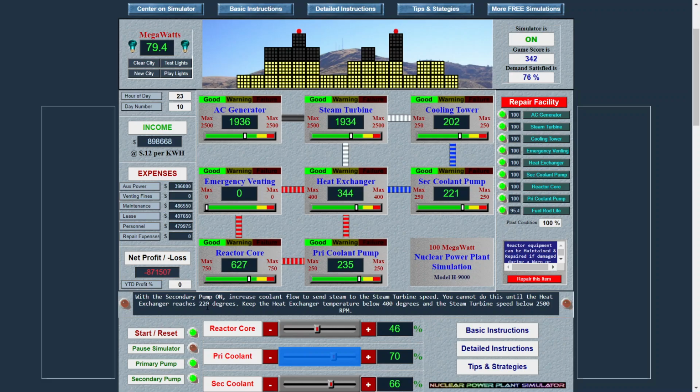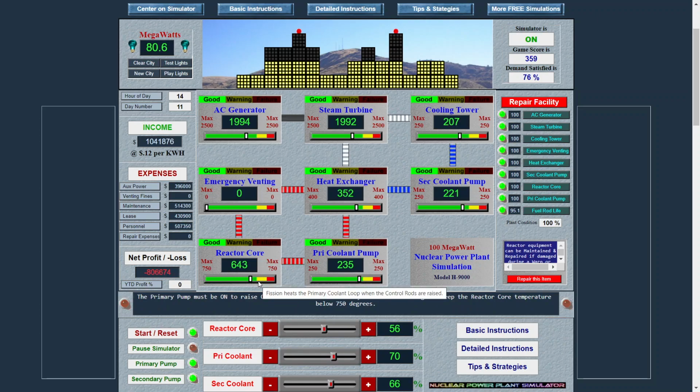Here there is the message. The secondary coolant can only be turned on after the heat exchanger is above 220 degrees. Okay, that's good. We can increase a bit more reactor power. And the turbine is at more than 2000 RPMs. We see the city, how it lights up. It's almost all lit up.